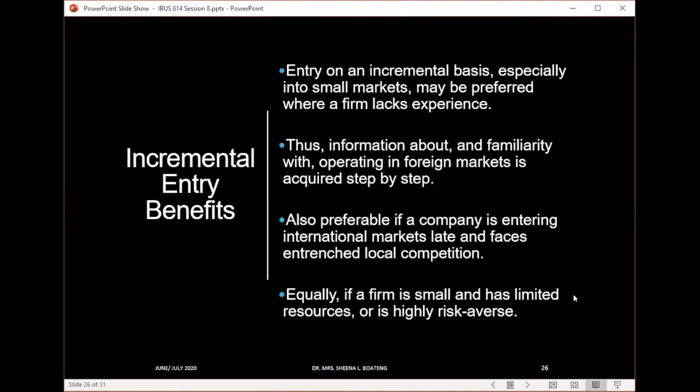All right. So what are the benefits of the incremental approach? One, entry on an incremental basis, especially into small markets, may be preferred where a firm lacks experience. So like we learned earlier, when it comes to firm characteristics, you need to look at your competencies, especially with regard to your experience in internationalization, and let that inform the approach that you choose to expand.